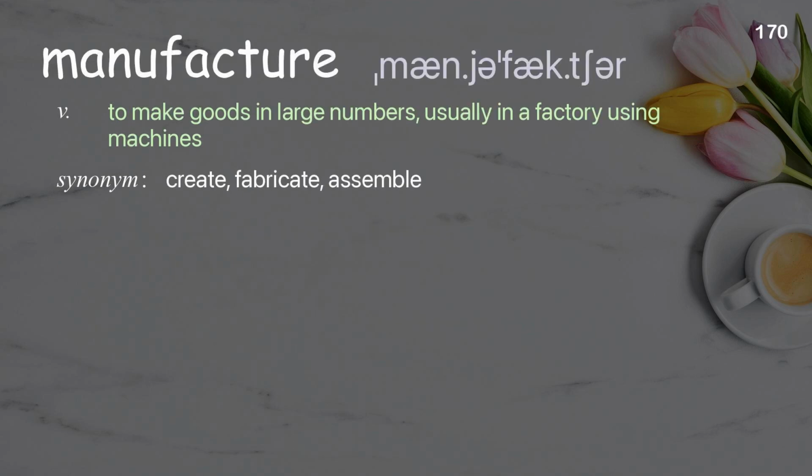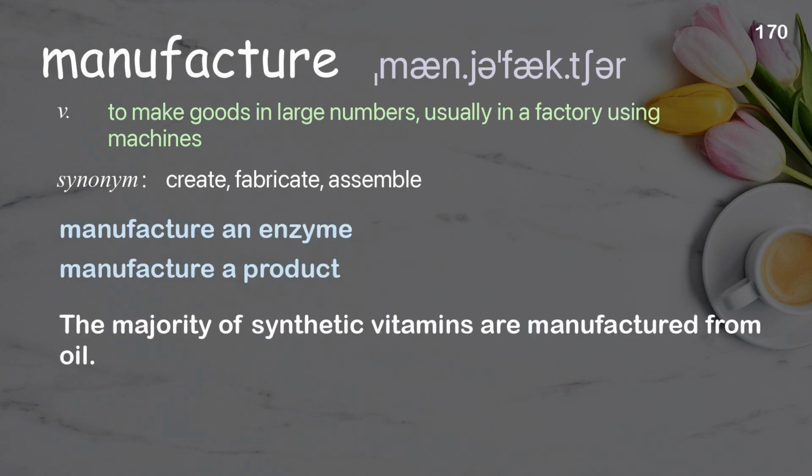Manufacture. To make goods in large numbers, usually in a factory using machines. Examples: manufacture an enzyme. Manufacture a product. The majority of synthetic vitamins are manufactured from oil.